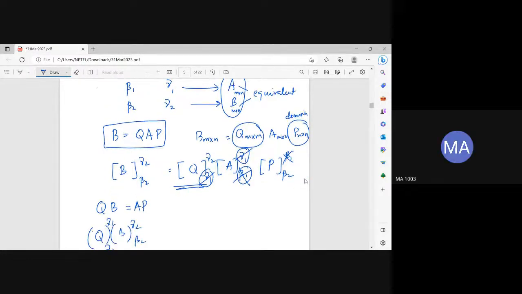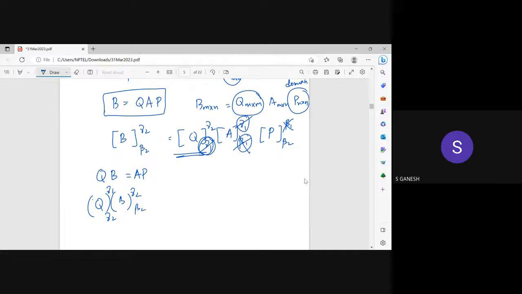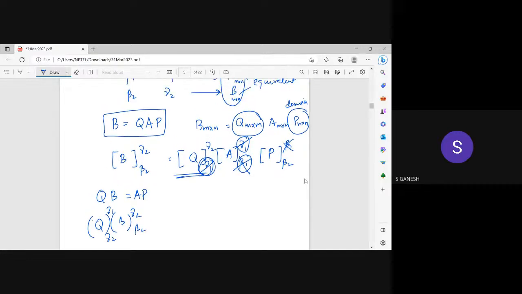No, it all depends on how you write it down, right? See, if you're writing it as B is equal to QAP, then you have to express gamma 1 in terms of gamma 2, because A is a matrix. Yeah, I actually told like this equation, B equal to QAP. So we are writing Q in terms of gamma 1 to gamma 2. But can I express Q in terms of gamma 2 to gamma 1? Is that wrong? Yeah, you cannot change the order.